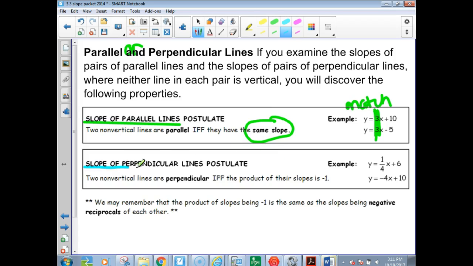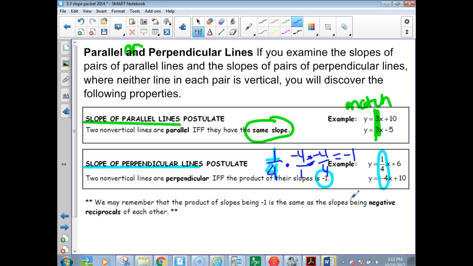The hard one for kids is the slope of perpendicular lines postulate. It says that if two non-vertical lines are perpendicular, it's if and only if the product of their slopes is -1. So here's this option. You take 1/4. Oh, let me change pens, please. All right, so 1/4 times -4 is -4 over 4, which is -1. That's why these lines are perpendicular.